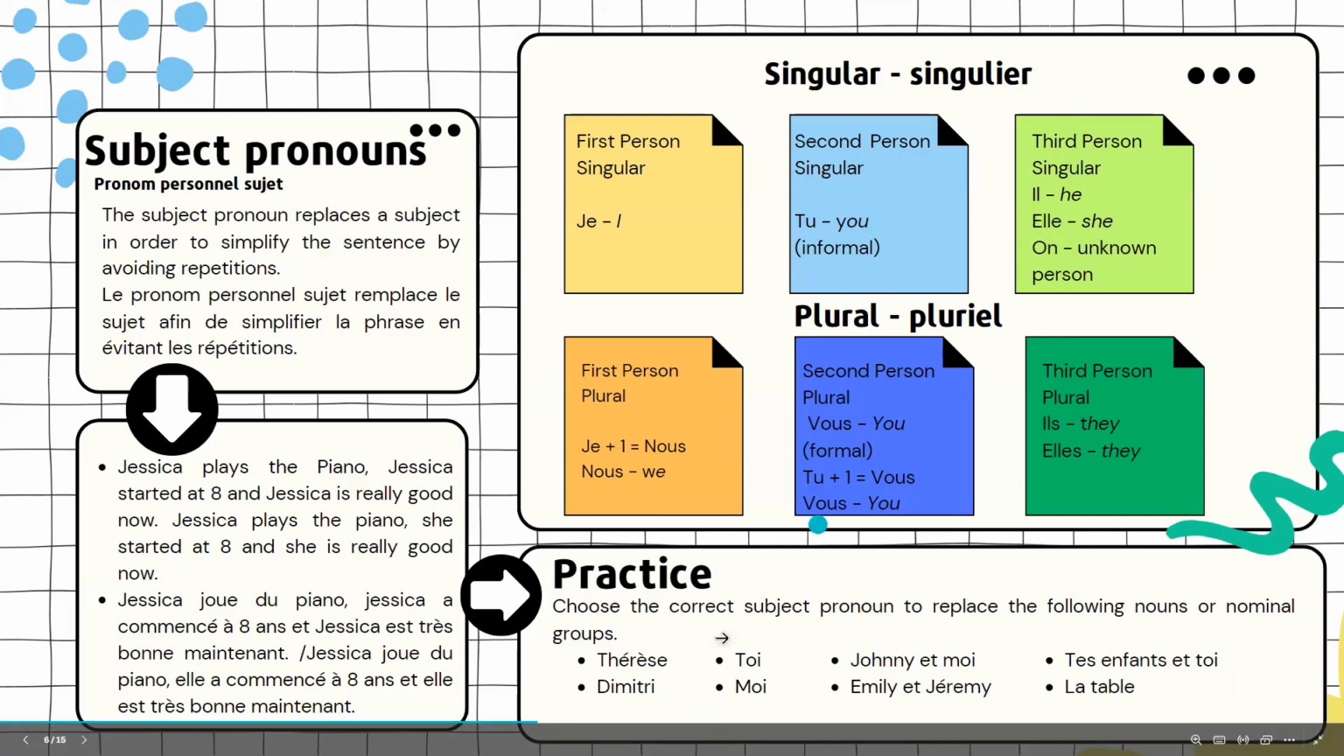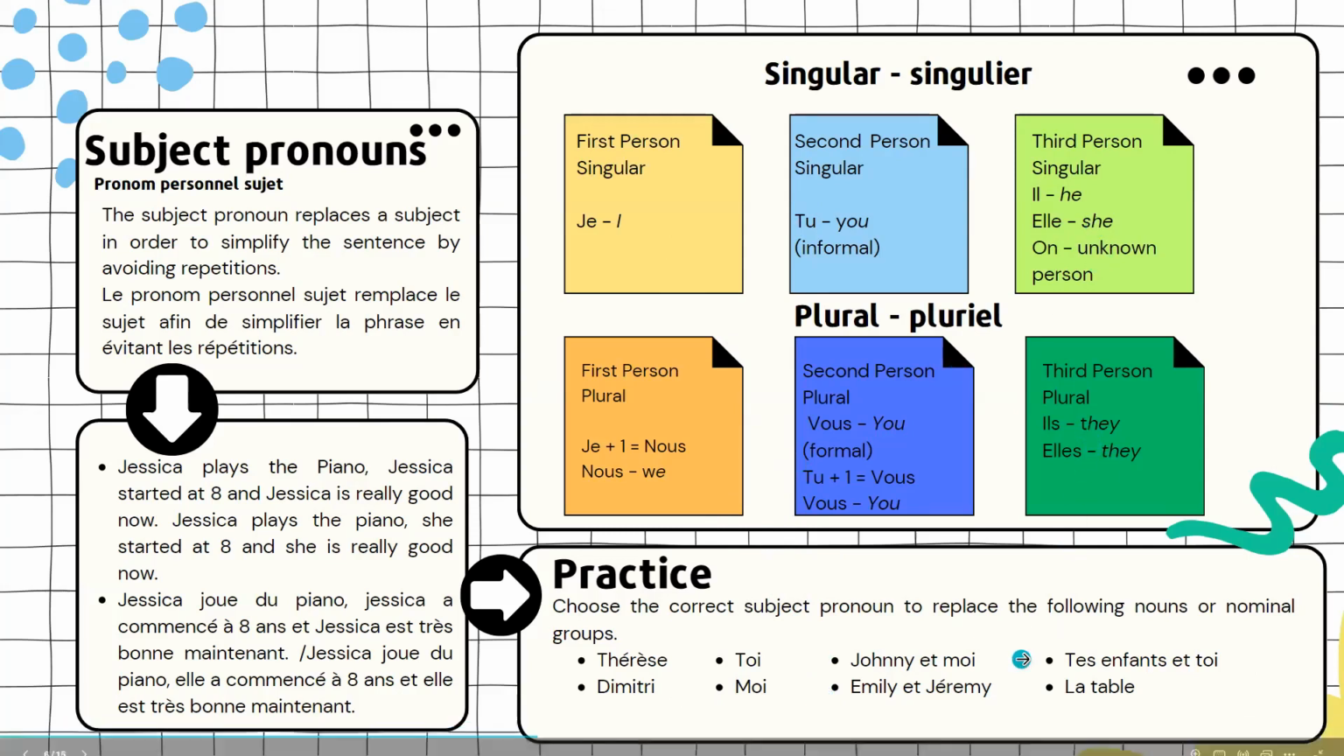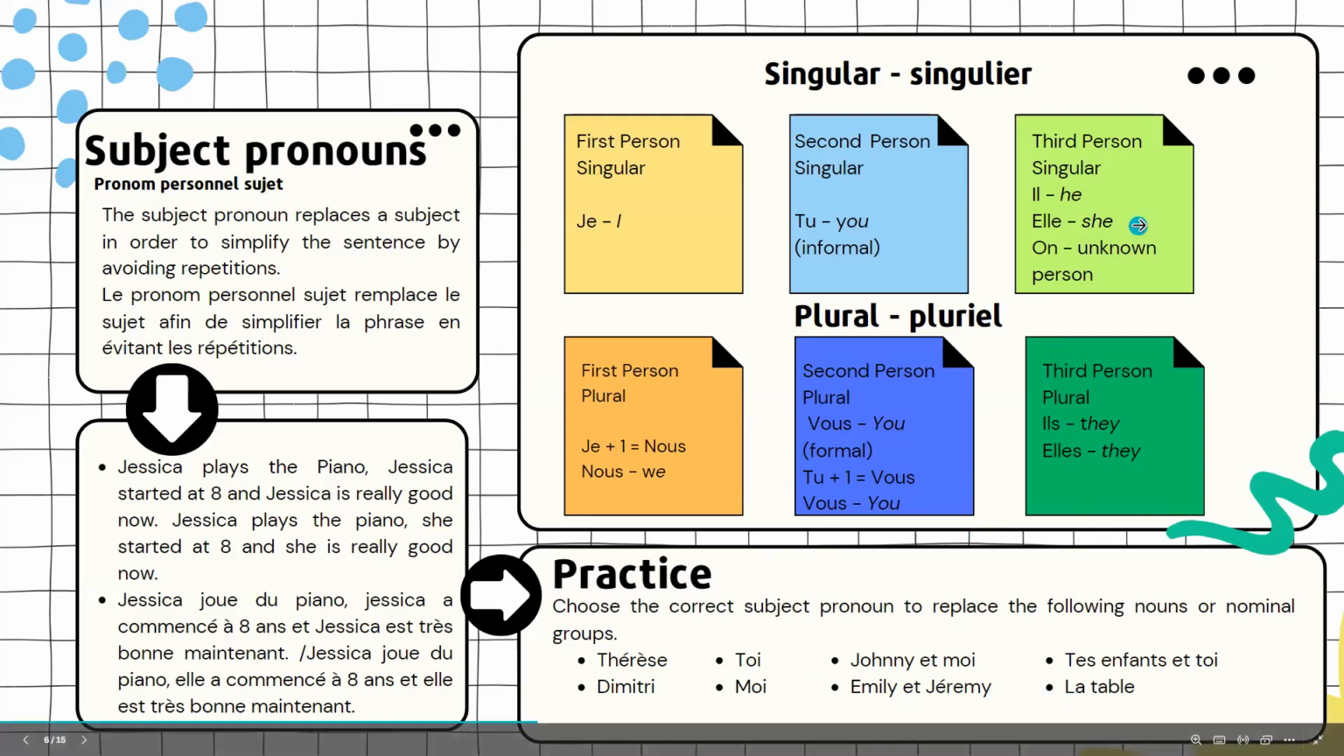Thérèse, elle. Dimitri, il. Toi, tu. Moi, je. Johnny et moi, nous. Émilie et Jérémy, ils. Tes enfants et toi, vous. La table, elle. Very nice.